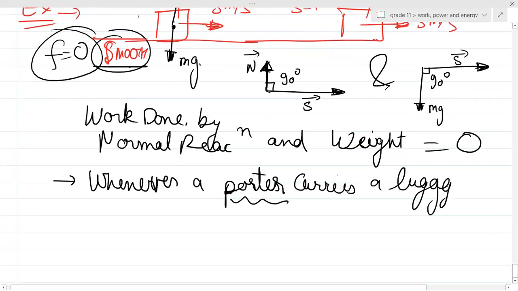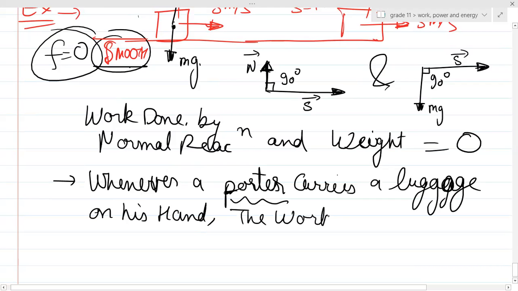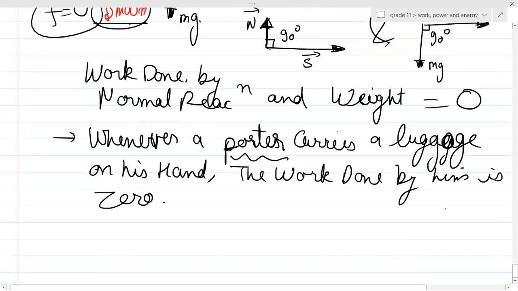Oh, okay. So whenever this porter carries a luggage on his head, the work done by him is zero. Hannah, please remember we are talking about the work as defined by physics, and not the work as we define it in everyday life, right?